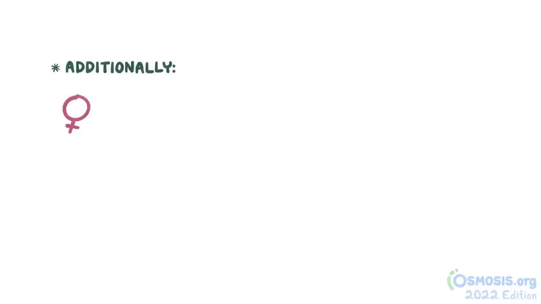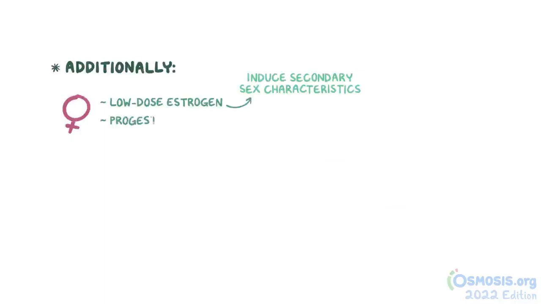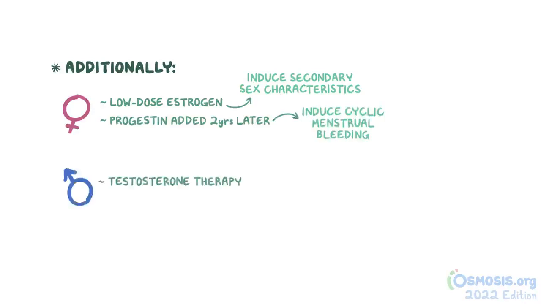Additionally, in females, development of secondary sex characteristics can be induced with low-dose estrogen given during puberty, and a progestin can be added 2 years later to induce cyclic menstrual bleeding. In males, testosterone therapy can promote development of secondary sexual characteristics.